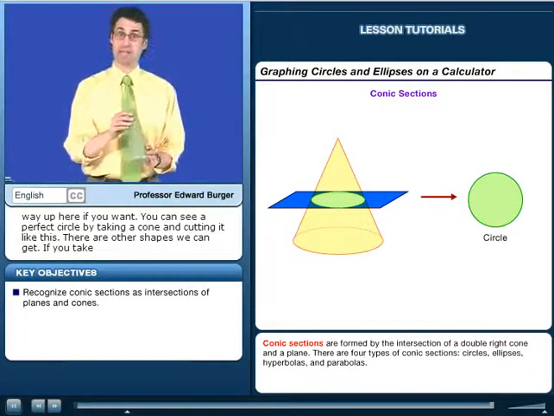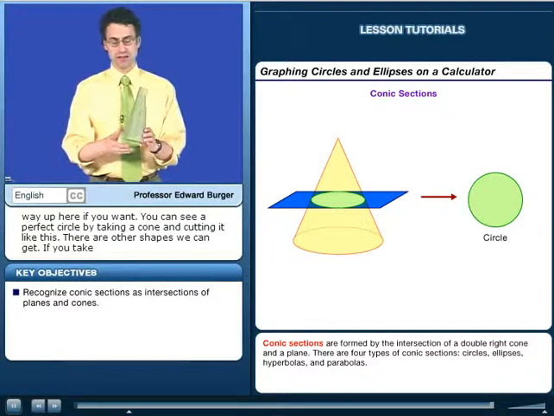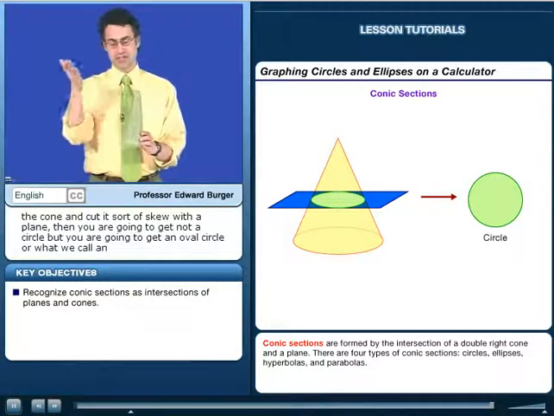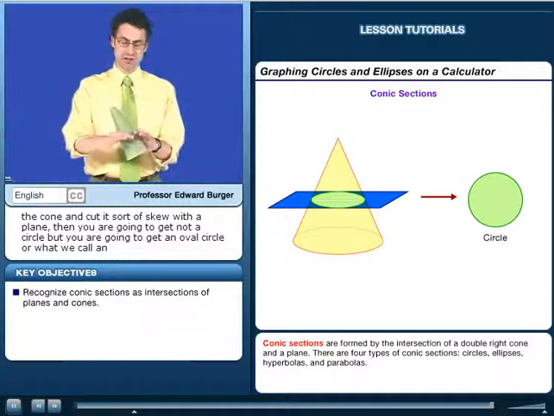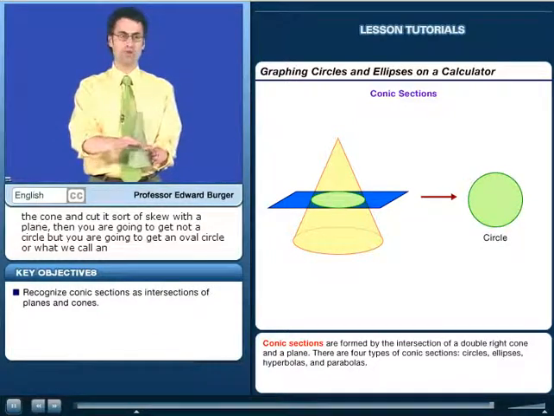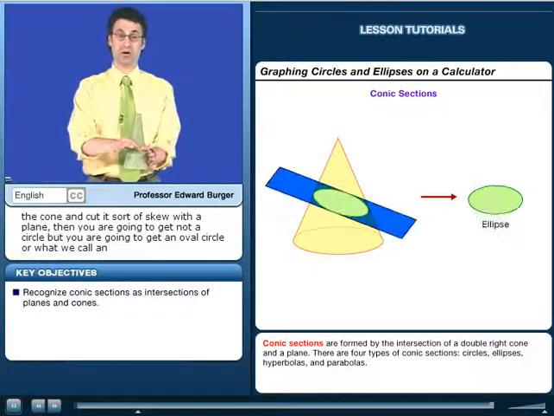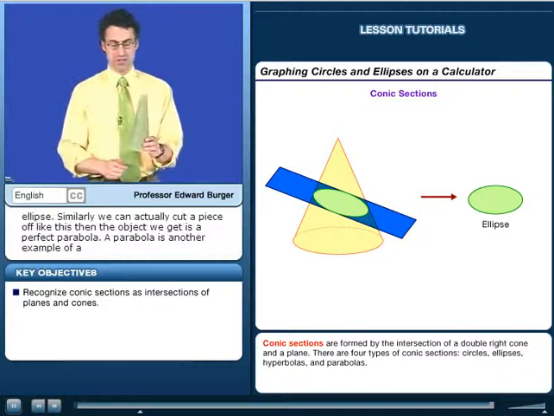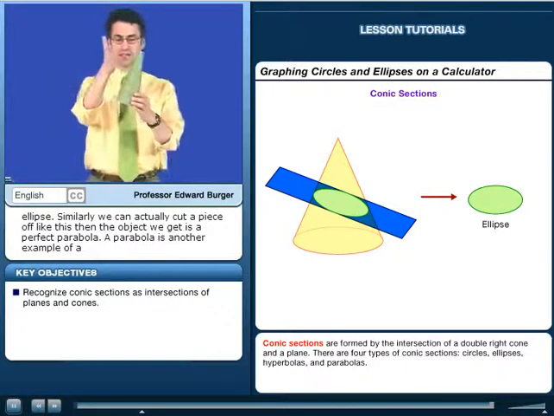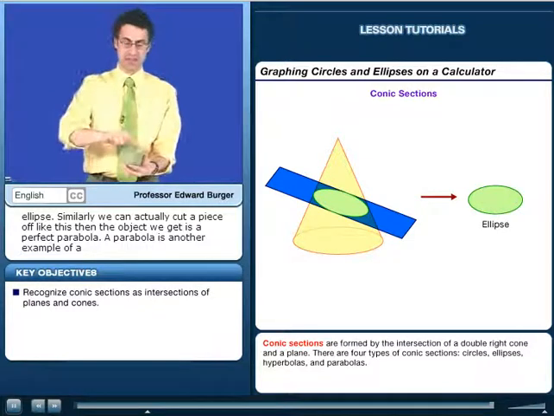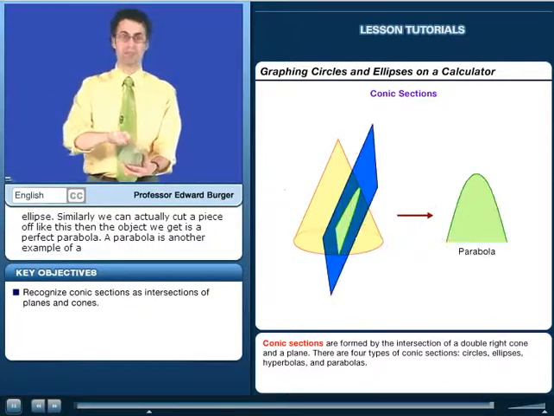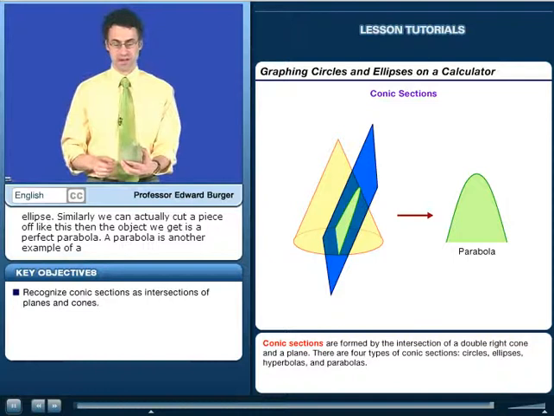But there are other shapes we can get. In fact, if you take the cone and cut it sort of skew with a plane, then you're not going to get a circle, but you're going to get sort of an ovally circle, or what we call an ellipse. Similarly, we can cut a piece off like this, and if we cut a piece off like this, then the object we get is a perfect parabola. So a parabola is another example of a conic section.